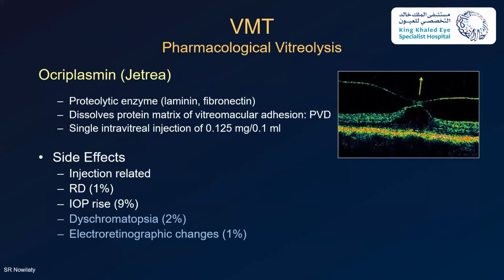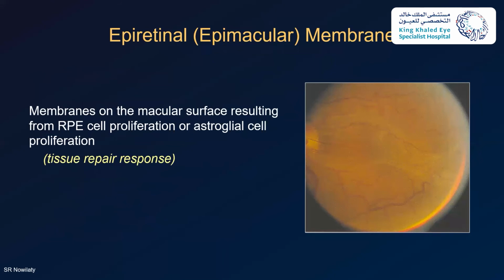I'm not going to talk about Jetrea, ocriplasmin. At one point in time, we had the opportunity to use this pharmacological vitreolysis. This is plasmin that was injected into the vitreous, and that causes degeneration of the adhesion between the cortex and the fovea, but it caused a lot of problems. And I would say that most of the retinal community in the world does not use this anymore, and it would only be successful for very limited endpoint vitreomacular tractions where vitrectomy would be too risky for the person. Vitrectomy is a much better controlled way to relieve the traction.